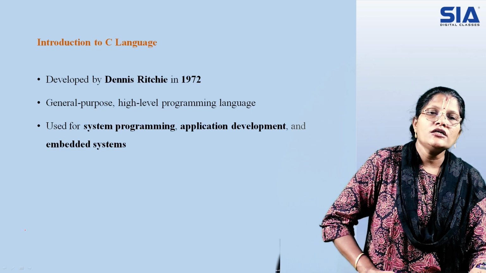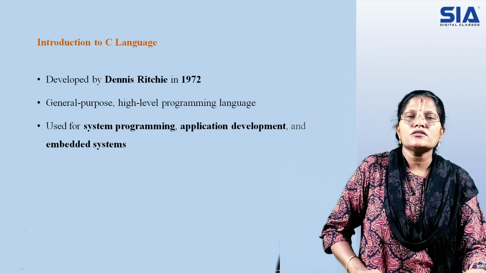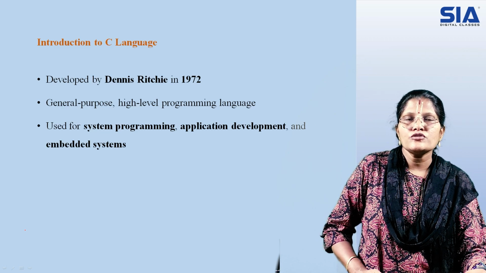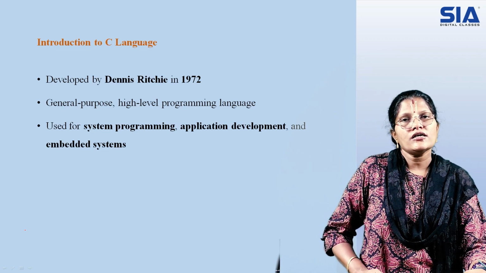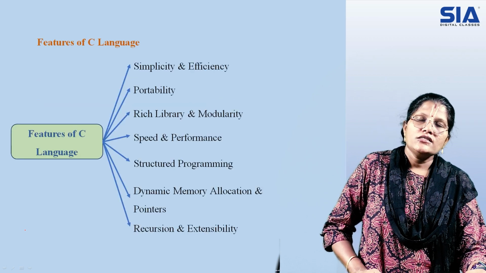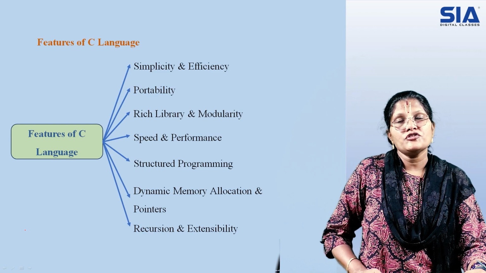When you talk about the purpose of C, it is mostly used for application development and for system programming, where you are designing complex systems. Okay, now what are the features of C? As I stated earlier, C is very simple and it is very efficient.